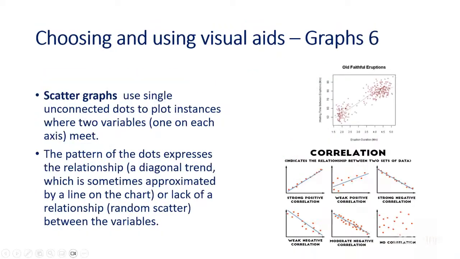Then you also have scatter graphs, or what we also know as scatter plots. It uses single unconnected dots to plot instances where two variables meet. So usually a scatter plot shows correlations between two continuous variables, two numerical variables. You want to see how they correlate, okay? And the pattern of the dots expresses relationships, which is sometimes approximated, or a lack of a relationship between the variables.